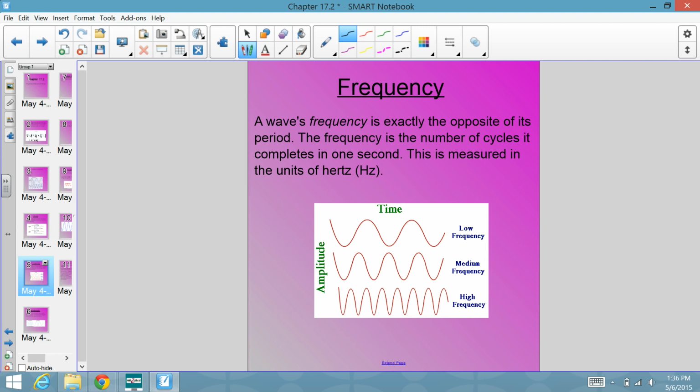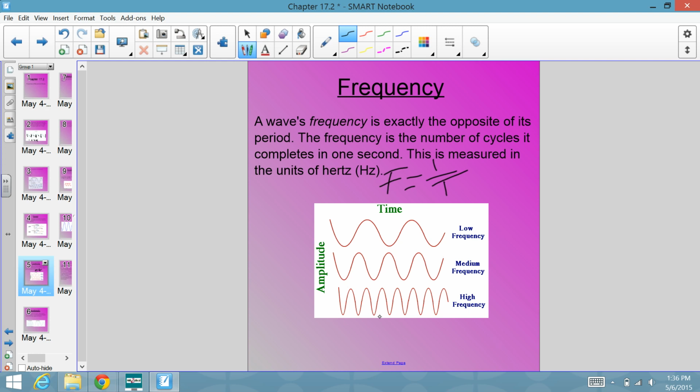Now, a frequency is exactly the opposite of a period. It turns out that in order to calculate the frequency, you take the period and you do 1 divided by the period. So 1 over the period is equal to the frequency. They are literally inverses of each other. And the frequency is the number of cycles a wave completes in 1 second. So if the period is how many seconds it takes for 1 cycle, the frequency is how many cycles it is in 1 second. And you can see from our picture here that the closer together the tops of the waves are, the higher the frequency.